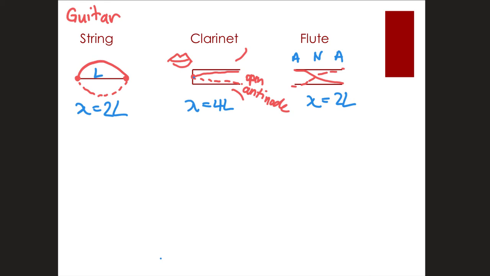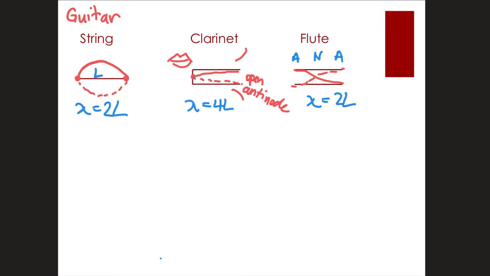The other thing to notice here is that the string and the flute end up getting the same kind of properties. It's more important that the boundary conditions are the same, which is why they're going to give us the same results, than it is the actual makeup, or whether it's an antinode or a node.